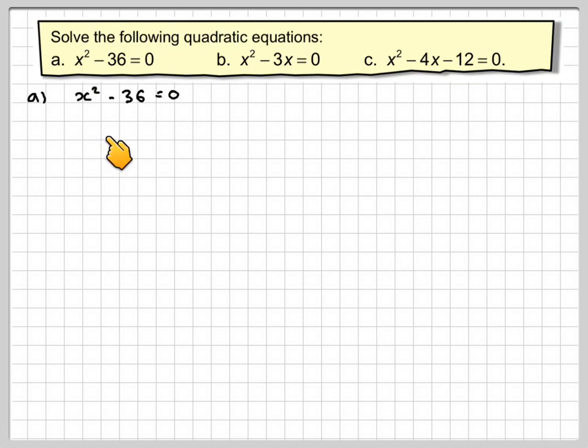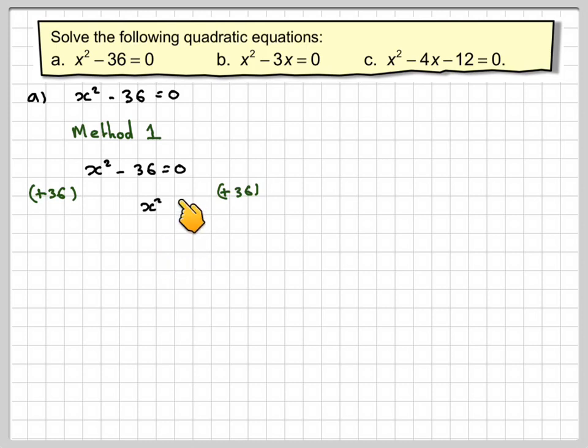So let's take the first one, x squared minus 36 is equal to 0. There's two ways of solving this. Method 1: if we write down x squared minus 36 is equal to 0, and add 36 to both sides, we get that x squared is equal to 0 plus 36, which is 36. The opposite of squaring is to take the square root of both sides. The square root of x squared is x, and when we take the square root, we need to take plus or minus of the number. So the answer is x is equal to plus or minus 6.